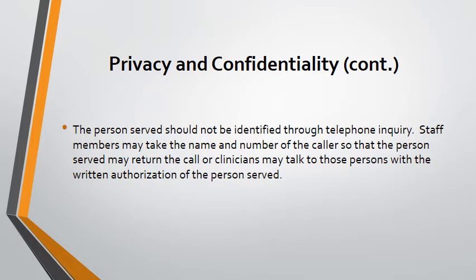Therefore, the recommended action when receiving a telephone call asking for information about a person served is to take the name and telephone number of the caller. Then we can take one of two actions. We can notify the person served that the person has called and provide the person served with the name and telephone number of the caller.